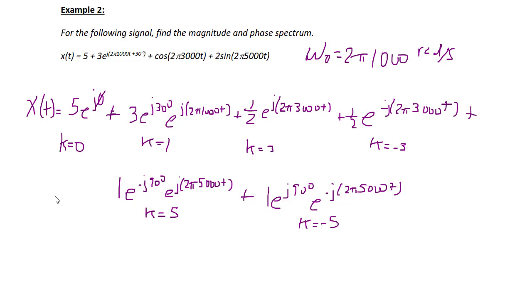So once again, x of 0 is 5. X of 1 is 3 e to the j 30 degrees. X of 3 is 1/2. X of -3 is 1/2. X of 5 is 1 e to the negative j 90 degrees. And x of -5 is 1 e to the j 90 degrees. So using this, we can now plot our magnitude and our phase spectrum.